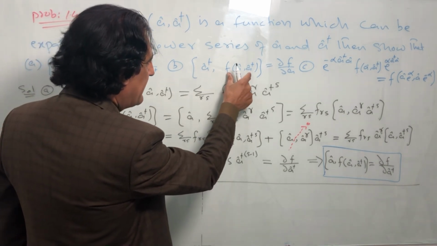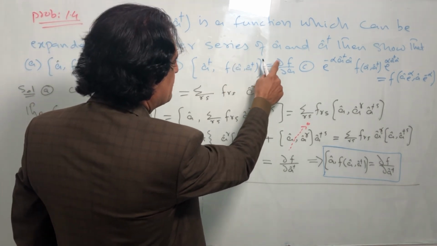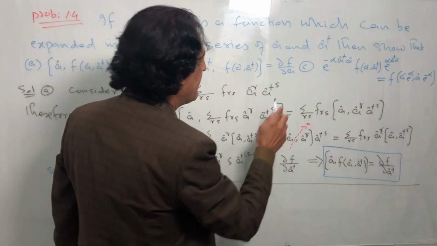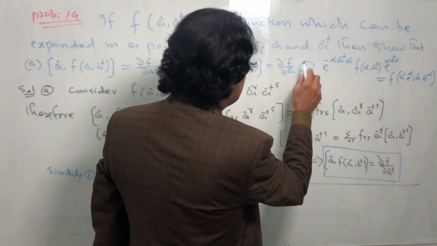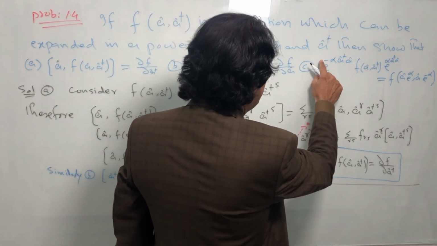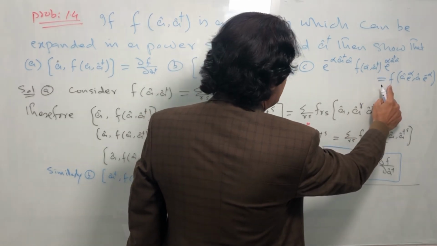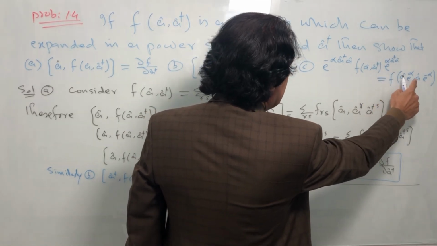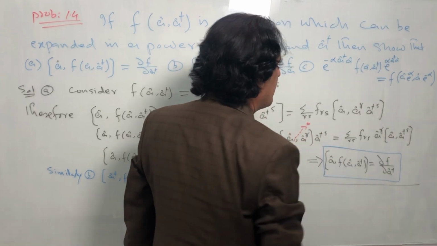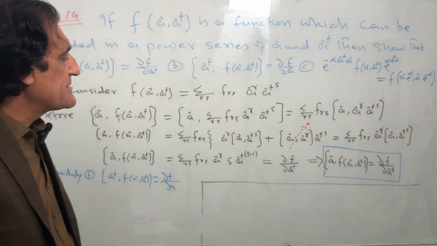the commutation of a dagger and this function is equal to partial f divided by partial a, and e to the power minus alpha a dagger a, this function, and e to the power alpha a dagger a is equal to f of a e to the power alpha comma a e to the power minus alpha.